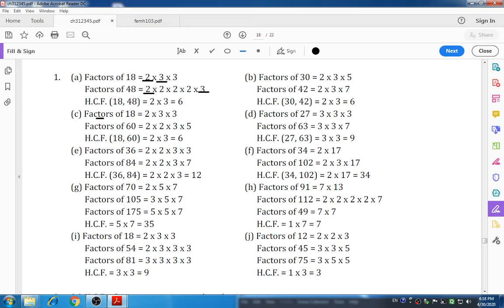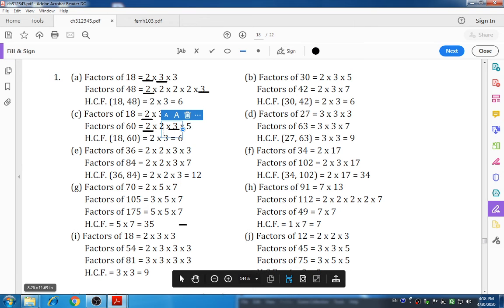Here we go for the factors of 18 is 2 into 3 into 3 and factors of 60 is 2 into 2 into 3 into 5. So this 2 is common with this 2, this 3 is common with this 3. So 2 3s are 6, the HCF of 18 and 60. As like this you have to find the factors, and with the help of finding the common factors, on multiplying those common factors you will get the HCF.